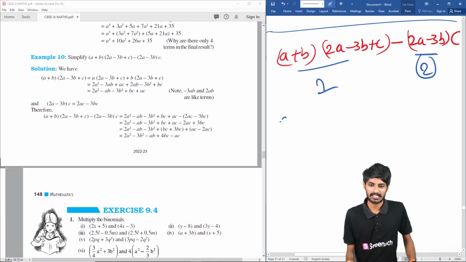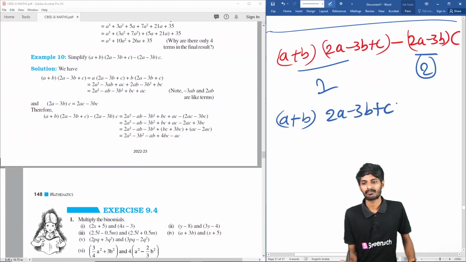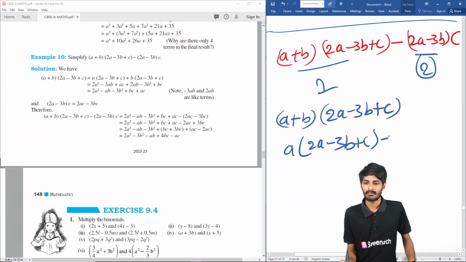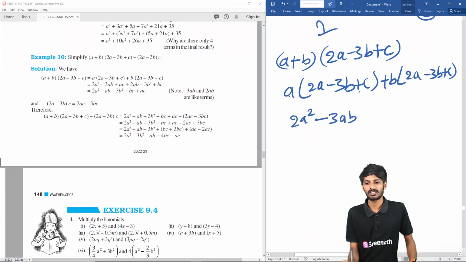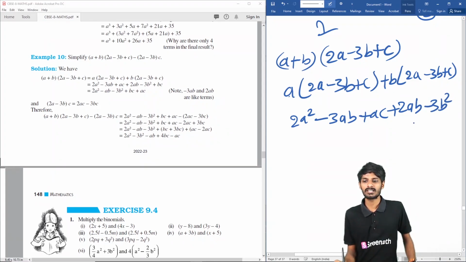First we will do this, that is (a + b) into (2a − 3b + c). How to do? That is a into (2a − 3b + c) plus b into (2a − 3b + c). And again you have to multiply this monomial with every term. If I do like that, a into 2a means 2a², a into minus 3b means minus 3ab, and a into c is ac, and here b into 2a is 2ab, b into minus 3b is minus 3b², and b into c is bc.